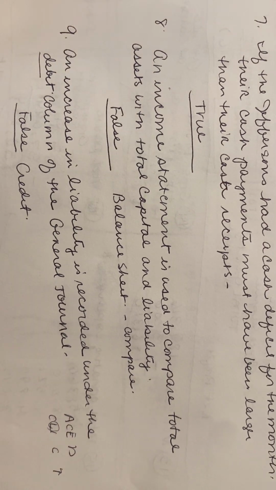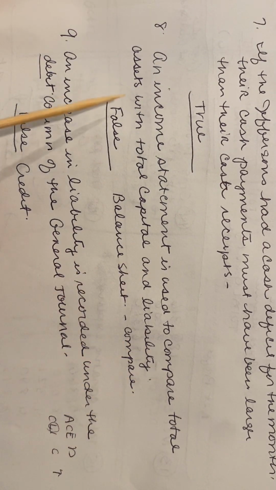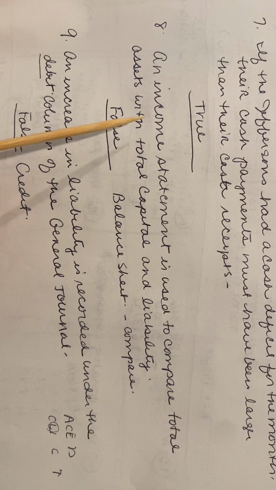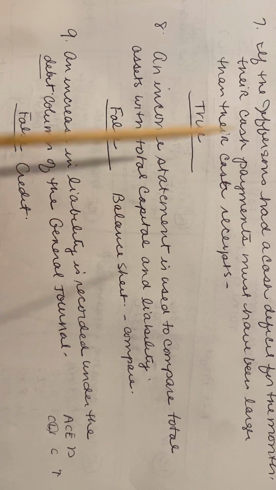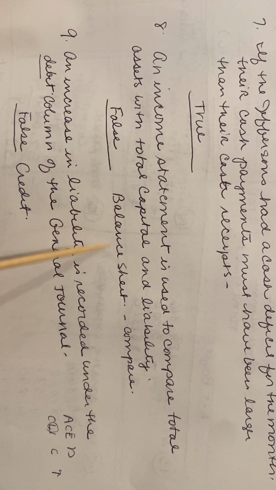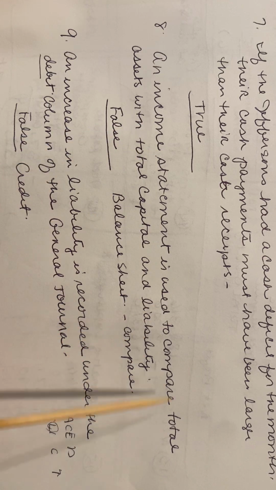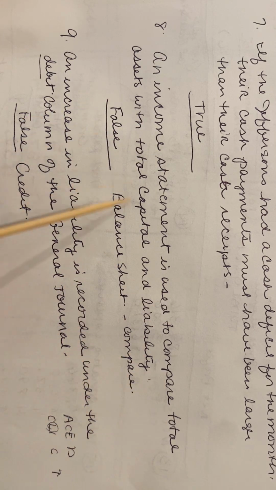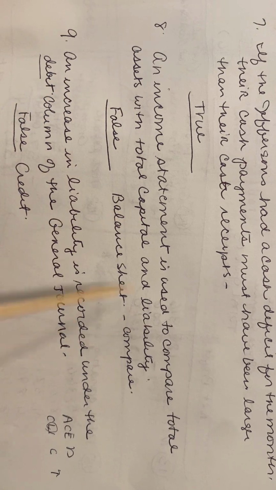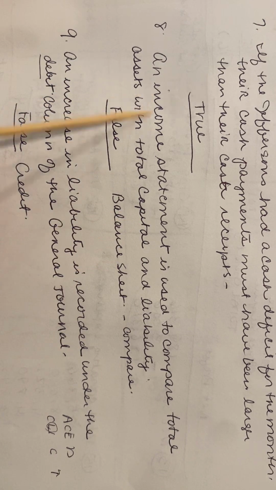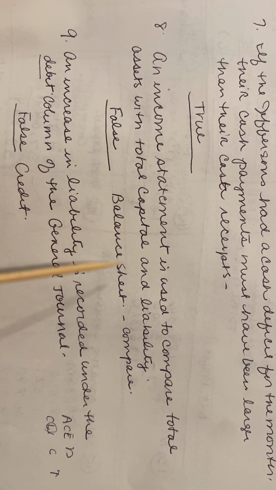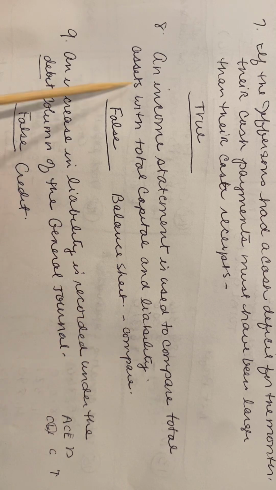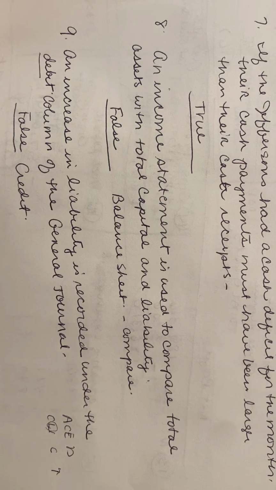On to number 8. An income statement is used to compare the total assets with the total capital and liability. So that's false. An income statement is a report card. This is just the number 1 question up here. This is the balance sheet. The balance sheet is to compare total assets with total capital and liability. Assets, capital, and liability, that's your balance sheet. An income statement is your report card, so you have to have all 6 things on your income statement. You need more than just capital and liability and assets. That's your balance sheet. So this is false.